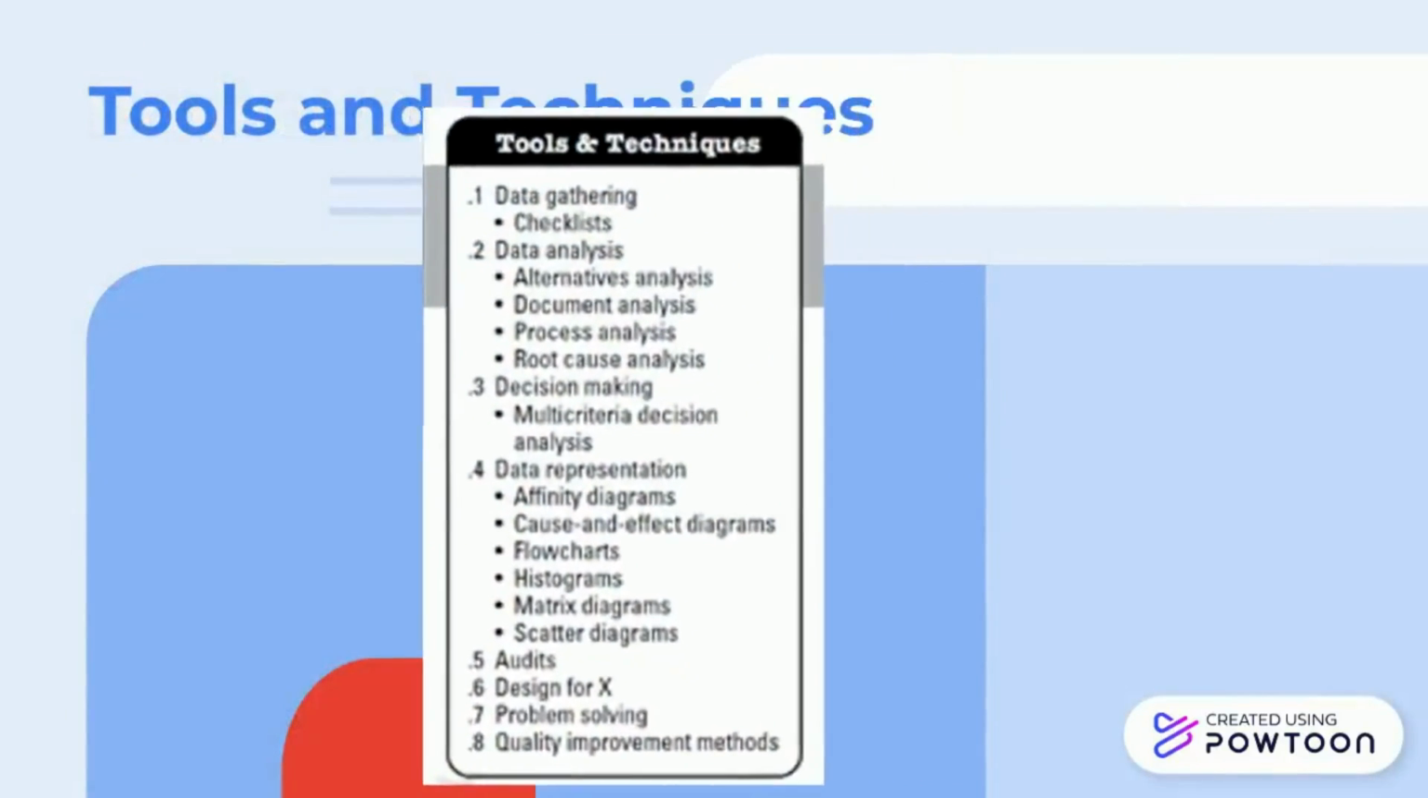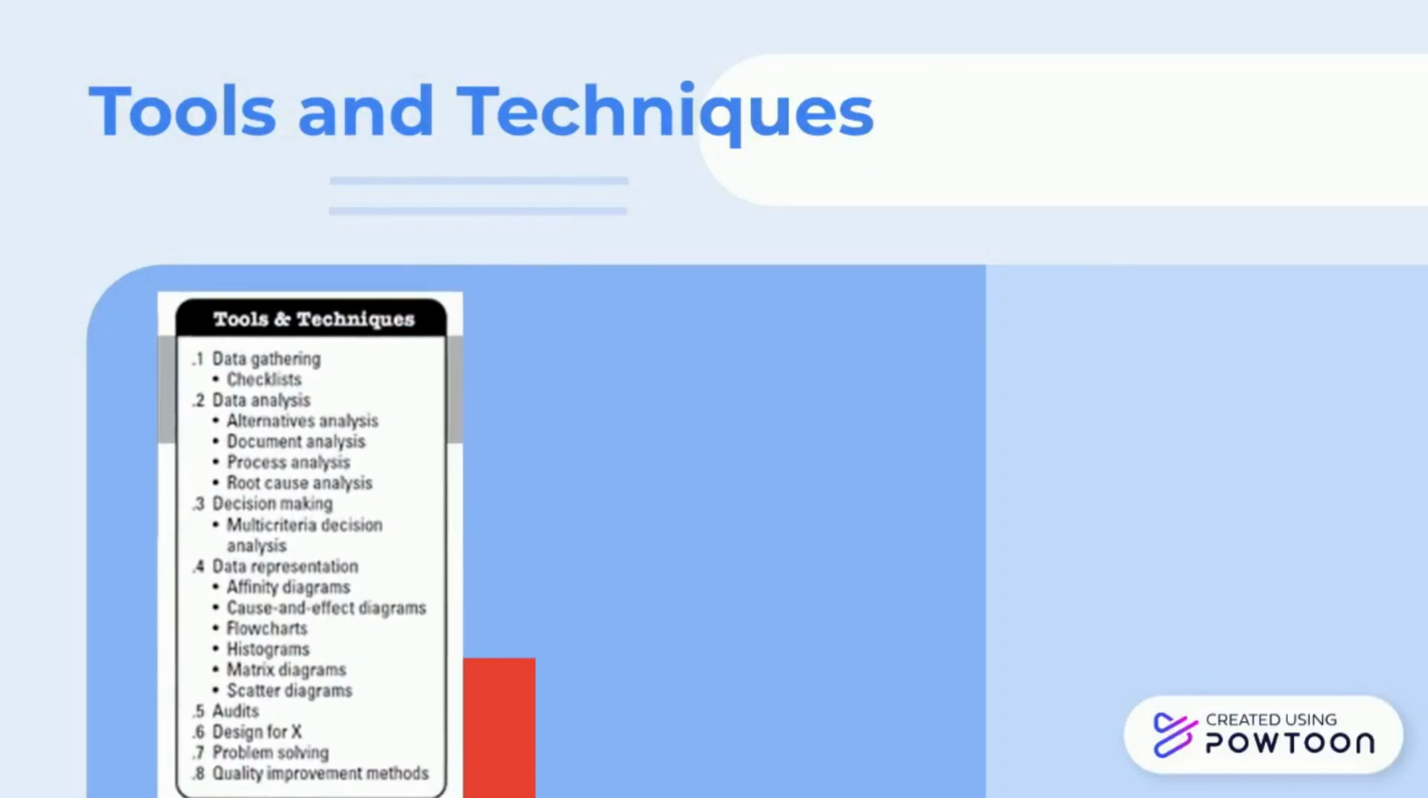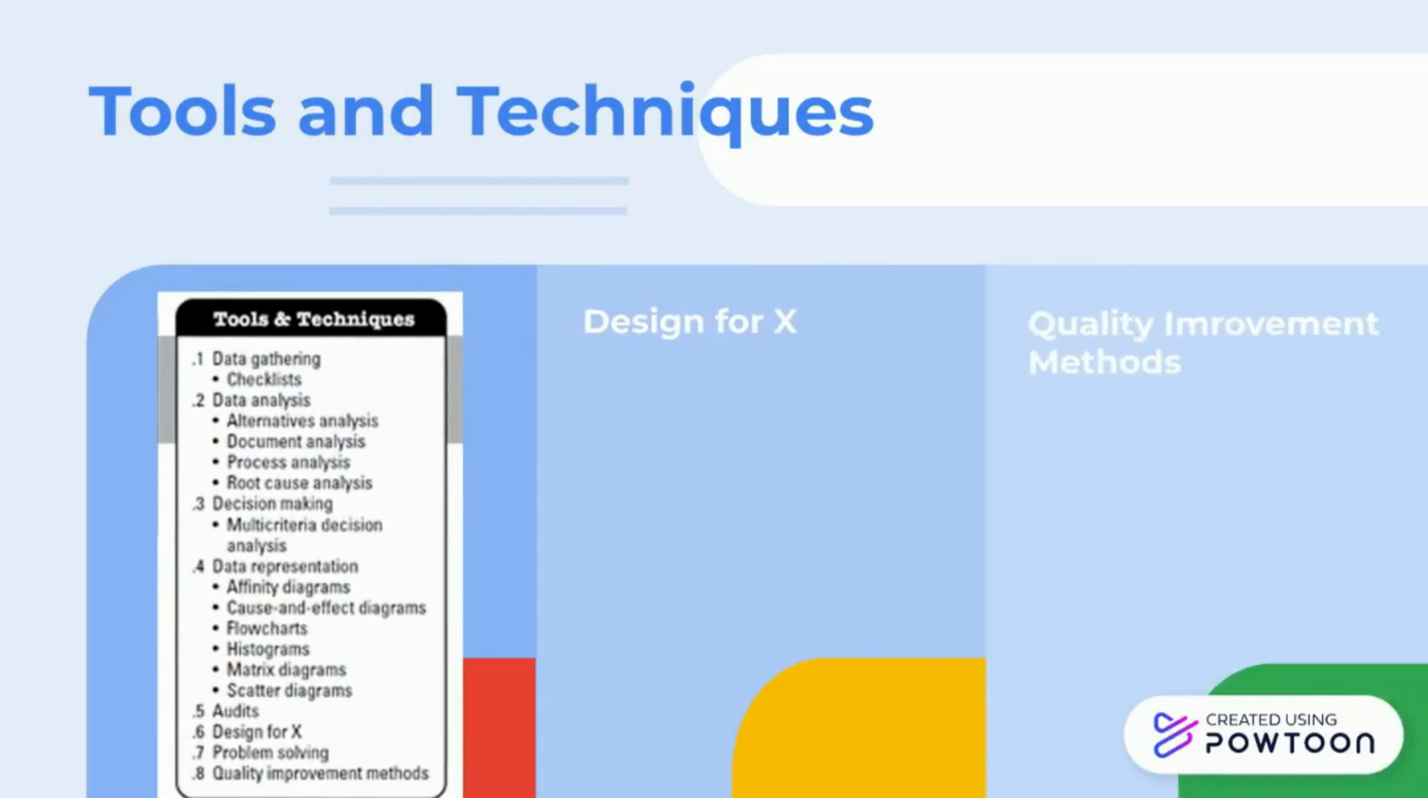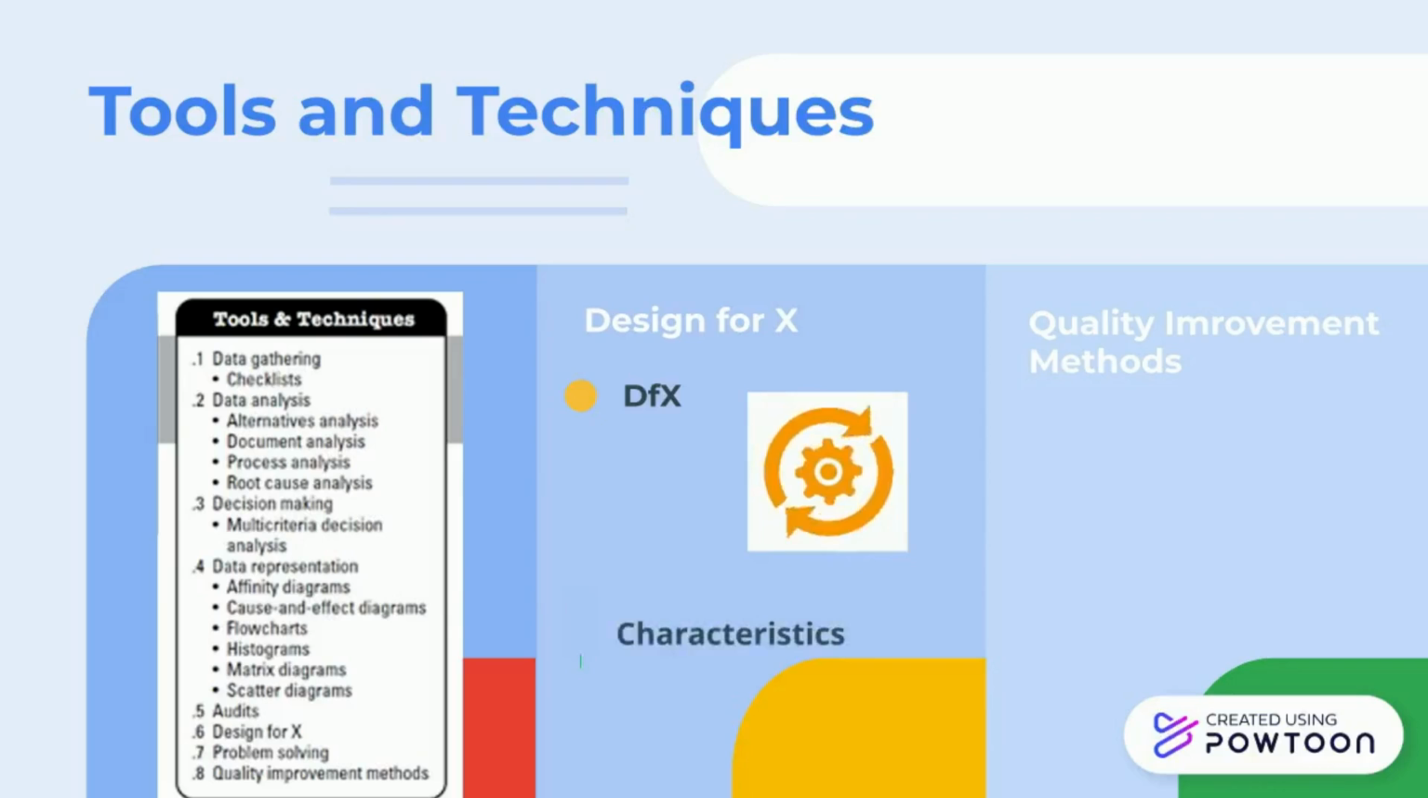There are 8 tools and techniques as seen here, but we will look at Design for X and quality improvement methods. Design for X, also known as DFX, is a set of technical guidelines that may be applied during the design of a product to optimize specific aspects, control costs, or even improve the product's financial characteristics.